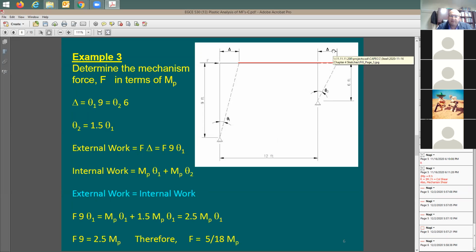But look at what happened. This angle of rotation is going to be different. Now, which one's larger? Is it theta 1 or theta 2? Just for curiosity here. Theta 2 is going to be larger. Why? Because the column is shorter.